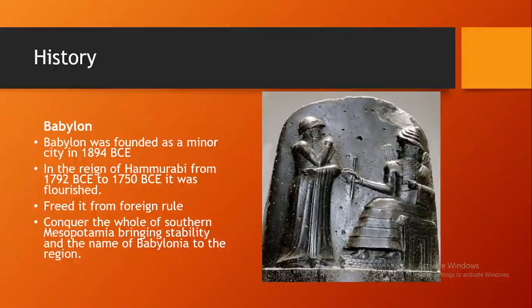The third thing was that he freed it from foreign rule. There were some other rulers who were foreign. So Hammurabi, who was local, came and freed it from the foreign rule. And other than this, Hammurabi conquered the whole of southern Mesopotamia, bringing stability and the name of Babylonia to the region.